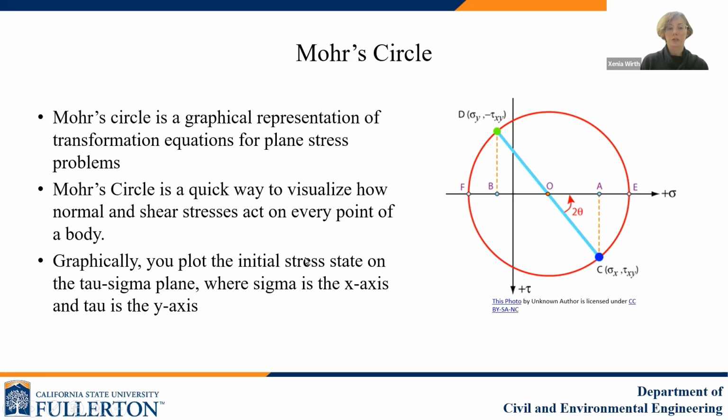Graphically, you plot the initial stress state on the tau sigma plane here. Tau is positive in the downward direction by convention, and sigma, your normal stress, is positive to the right. You plot your initial stress state given by sigma x, tau xy, and sigma y. And then you can use that to, one, find the angles of your principal and shear stress planes, find your maximum shear stress, find your principal stresses, and find any possible combination of shear and normal stresses acting on that body.